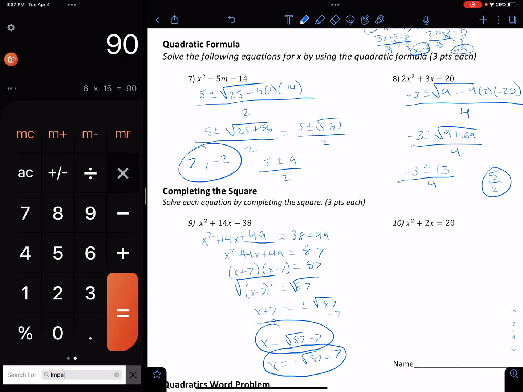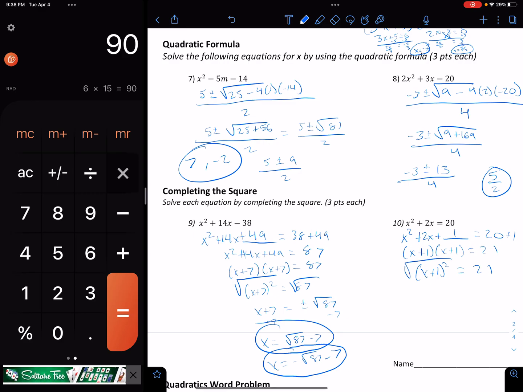This one's really nice because the 20 is already in its right spot. So I do x squared plus 2x plus a blank equals 20. Half of 2 is 1. 1 squared is just 1. So add it to both sides. So this simplifies down to x plus 1 and x plus 1 equals 21. Then I have x plus 1 squared equals 21.